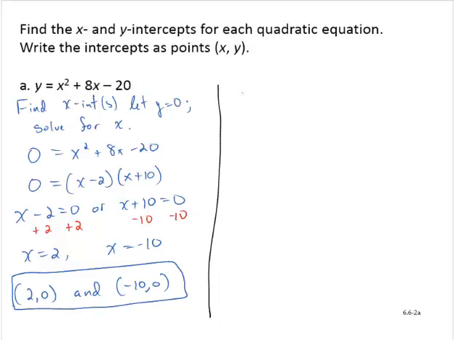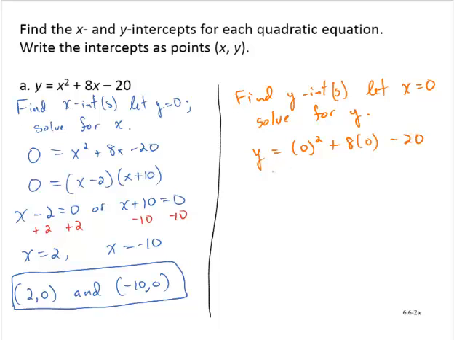To find y-intercepts, we let x equal 0 and solve for y. Alright, so letting x equal 0, I would have y equals 0 squared plus 8 times 0 minus 20. So y would equal 0 plus 0 minus 20. So y would equal negative 20. And so then the y-intercept is 0, negative 20.